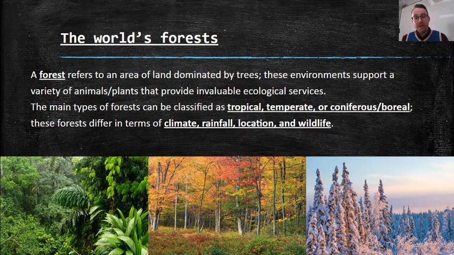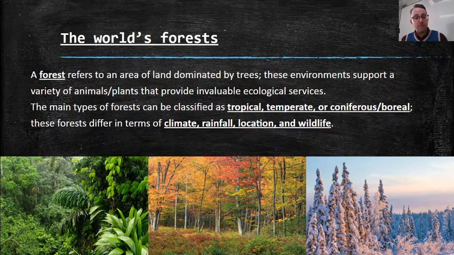Simple. These environments support a variety of animals and plants that provide invaluable, so very important, ecological services. Ecological services being things that the environment does for us, basically. So the environment provides us with wood. So we use that wood to make tools, furniture, etc. We use the environment for oxygen. We need trees to make oxygen. We need trees to get rid of CO2, carbon dioxide.